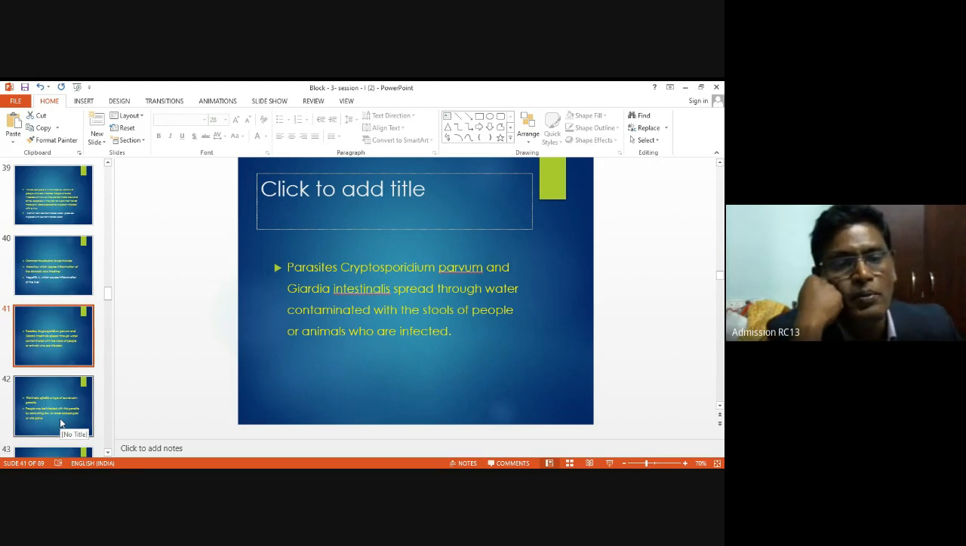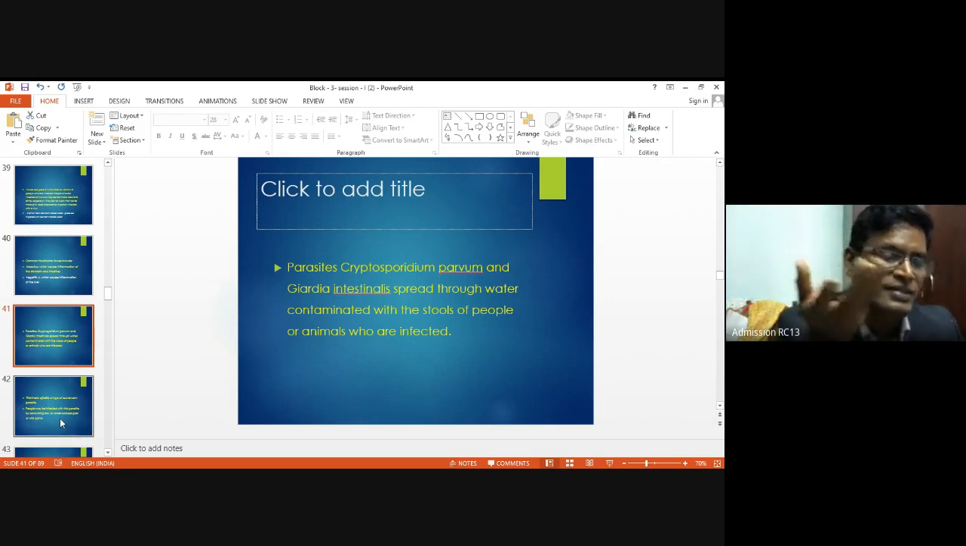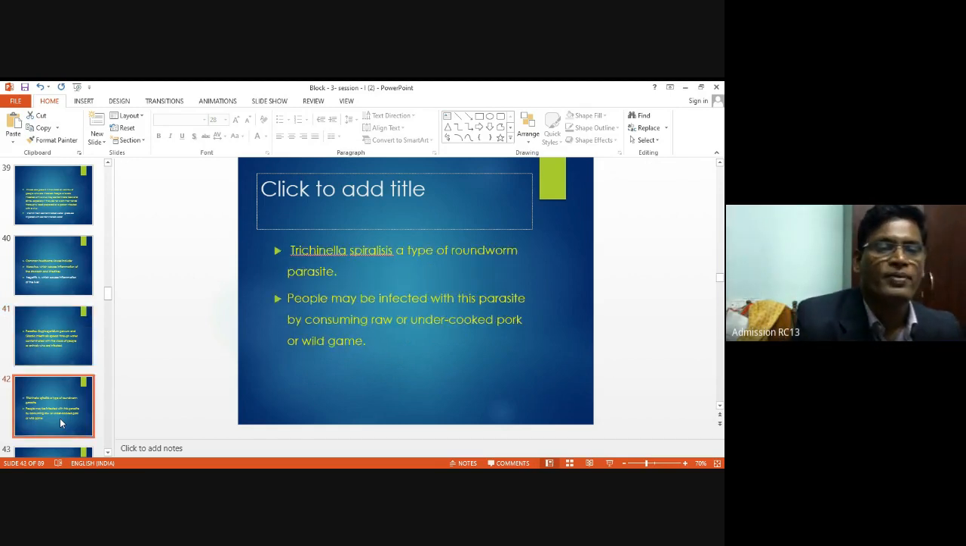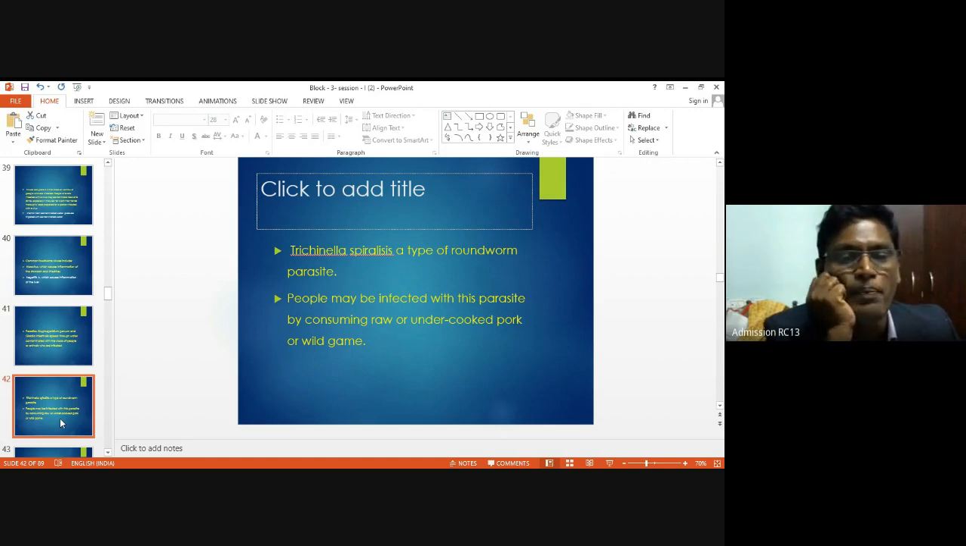Parasites: Cryptosporidium parvum and Giardia intestinalis spread through water contaminated with the stools of people or animals who are infected. See, even some of the animals who are infected with this kind of bacteria or virus, again act as carriers or contaminate the foodstuffs. And Trichinella spiralis, a type of roundworm parasite, people may be infected with this parasite by consuming raw or undercooked pork or wild game.